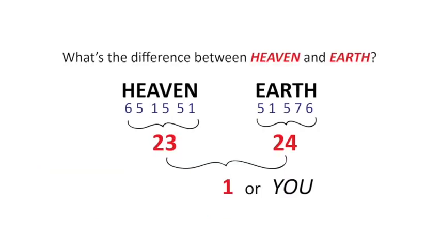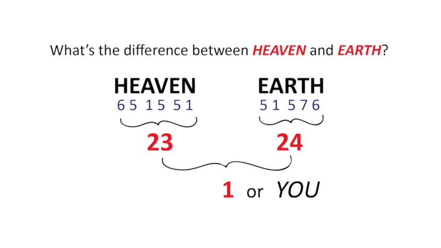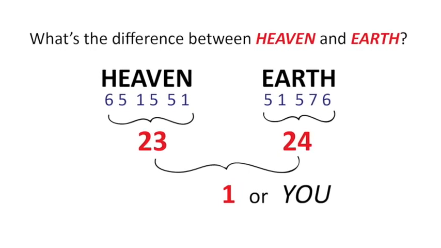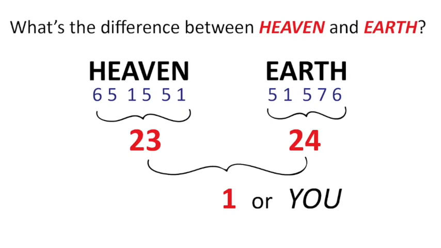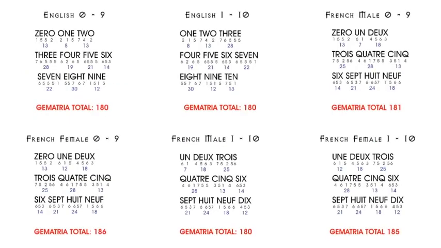And there's a whole reason why. There's a whole, I think, theological, spiritual reason for why this is. And let me just say in short, it's because you have to include yourself in the math. You have to include the person that's doing the math in order to do the math properly. So that's this idea of adding and subtracting 1. That's a whole lecture. But for instance, French male 0 through 9, 0, 1, 2, 3, 4, 5, 6, 7, 8, 9, 181. In other words, if you use the rule of Colel, that's 180.